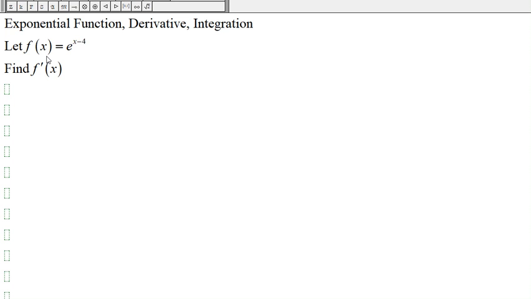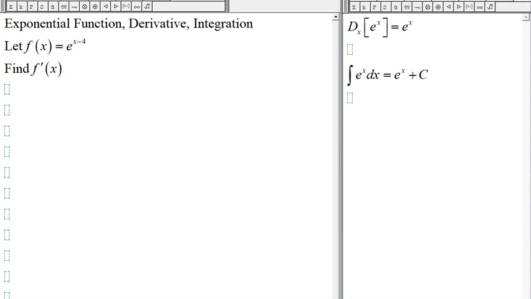Here we have the function f of x equal to e to the x minus 4, and we want to find the derivative. We have just seen that the derivative of e to the x is e to the x, and the antiderivative of e to the x is also e to the x.